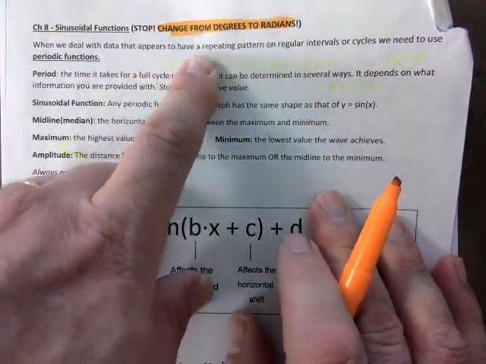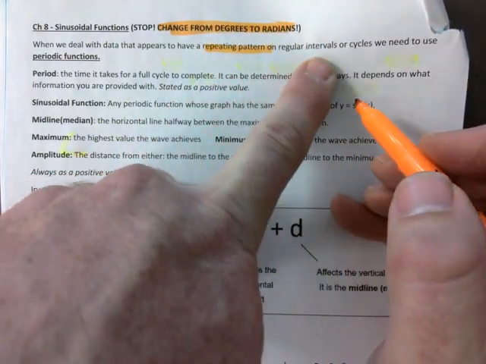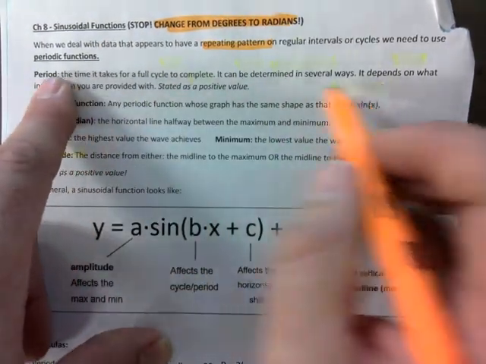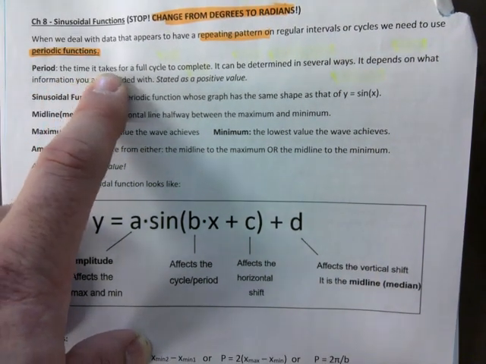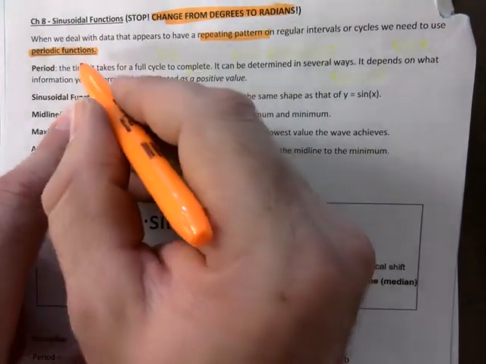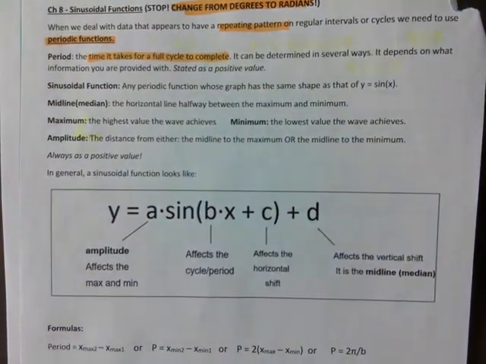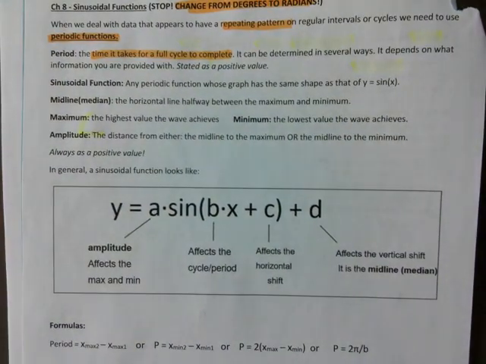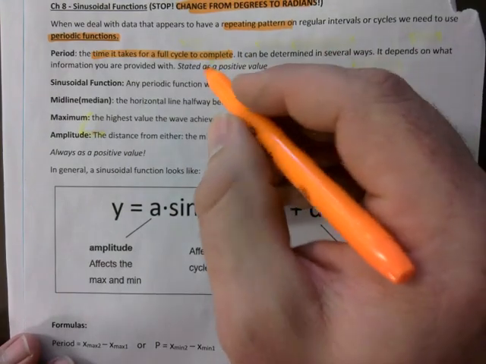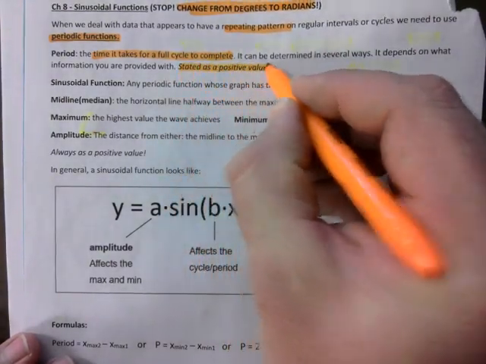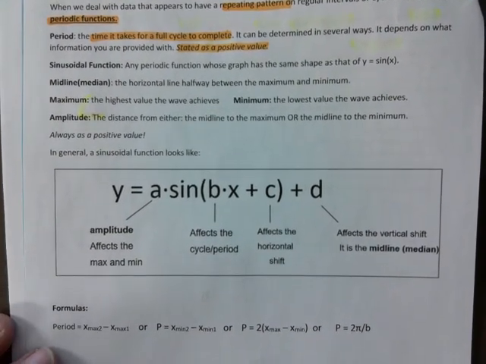When we deal with data that appears to have a repeating pattern on regular intervals or cycles, we need to use periodic functions. Period is the time it takes for a full cycle to complete. That's important to understand. It can be determined in several ways, depending on the information you're provided. And this is very important: it's stated as a positive value. It's always going to be a positive value, regardless of what you get as a calculation.